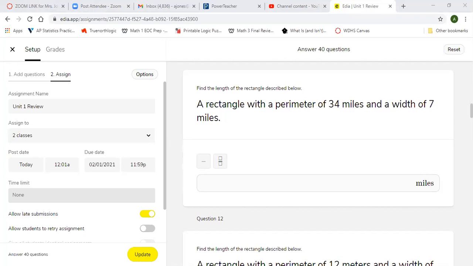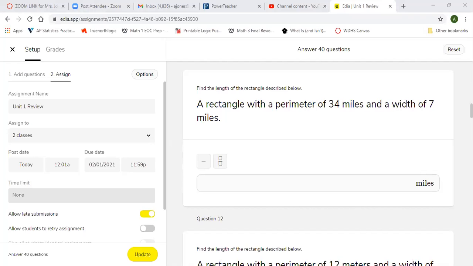Add your like terms. I have 2 X's. I have positive 7 plus 7 is 14. Is going to equal 34. How do I solve this? Subtract 14. I get 2x equals 20. And then last step is divide by 2.